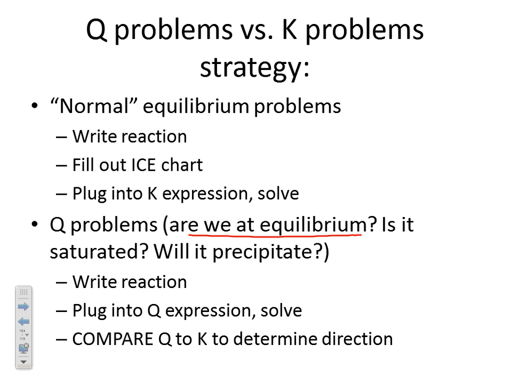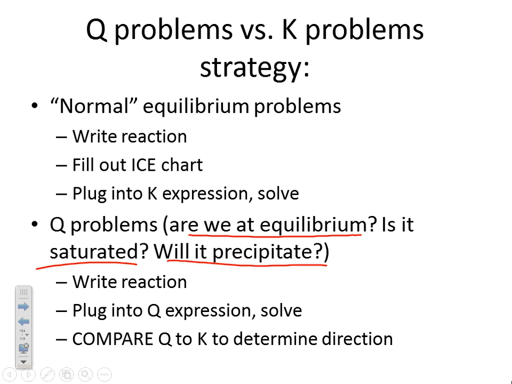What direction do we have to go to get to equilibrium? Is this solution saturated? Will it produce a precipitate? These are, by the way, code words for basically this is a Q problem. It typically won't say calculate Q and compare to K.